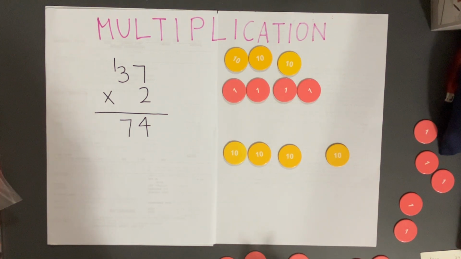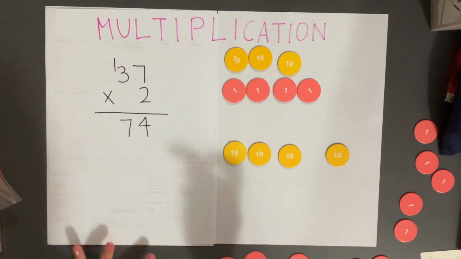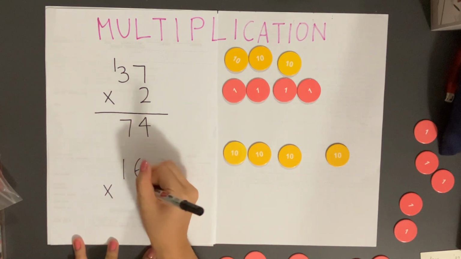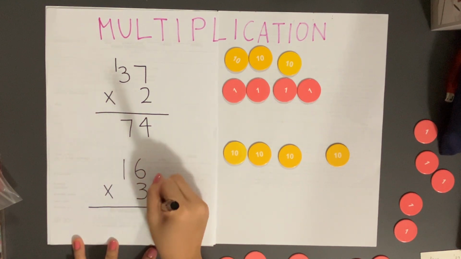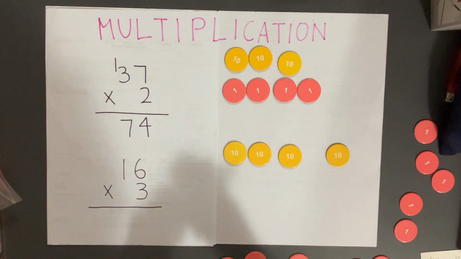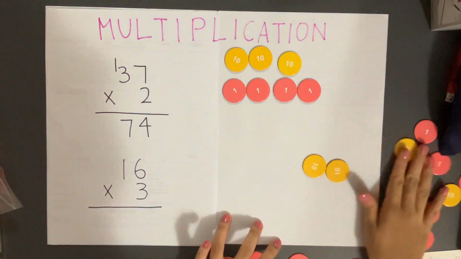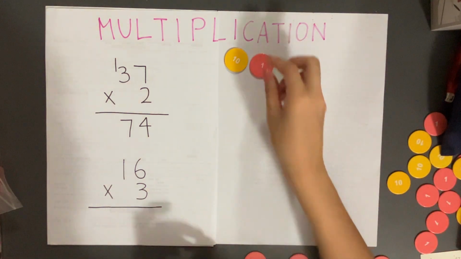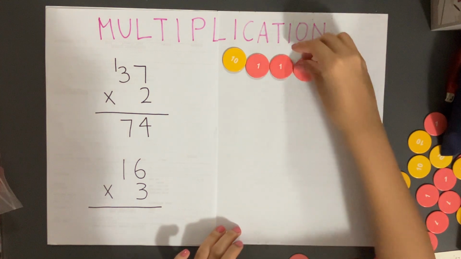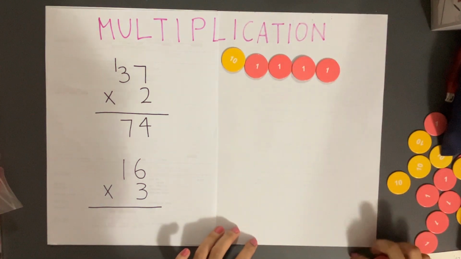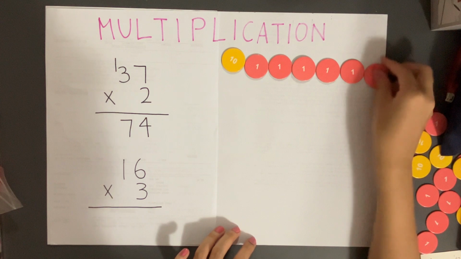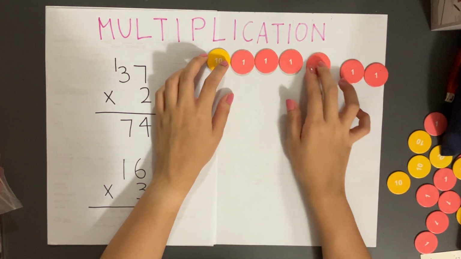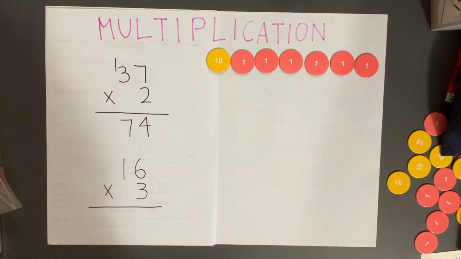Let's go through a different example. How do I get 16 times 3? Okay, so let's use my number discs to help me again. 16 is 1 ten and 6 ones. So I'll put 1 ten and 6 ones. And how many groups of this do I need?